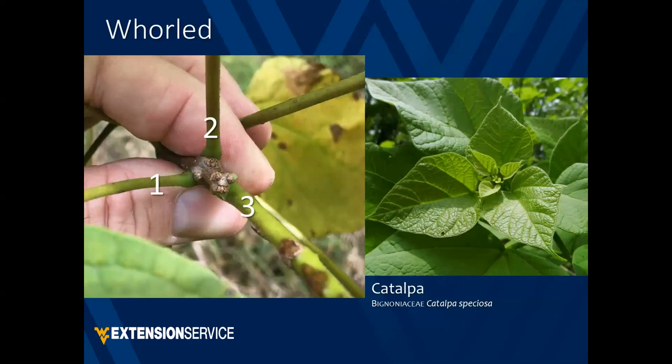And finally, there's the whorled leaf arrangement. Now, this is pretty rare. The only one really we have in our state of woody plants, well, we actually have a shrub, but of trees, is the catalpa. And so you can see here over on the left where we have the three leaves coming in at a node. So this is really the only case of trees having whorled leaf arrangement, at least in our region.